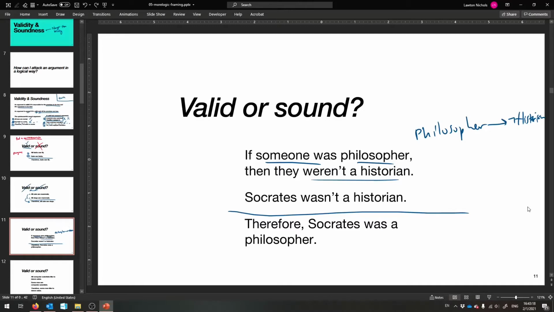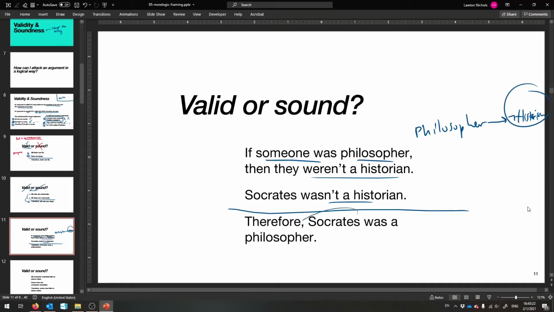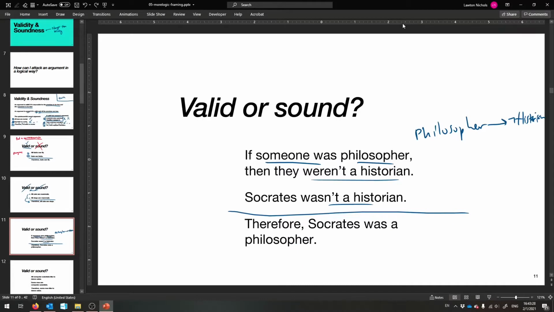But this is saying, all right, Socrates wasn't a historian, so we got this is true. And then we're trying to conclude that Socrates was a philosopher this way. So we're trying to use this kind of if-then statement, which goes in this direction. We're trying to use it backwards, which is not logically a good thing to do. So it doesn't make sense to do that.